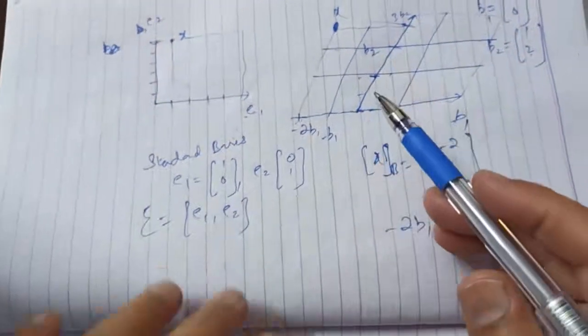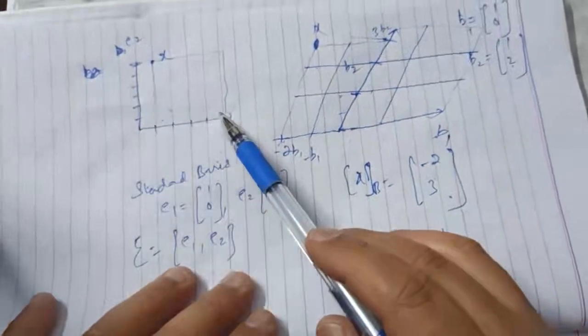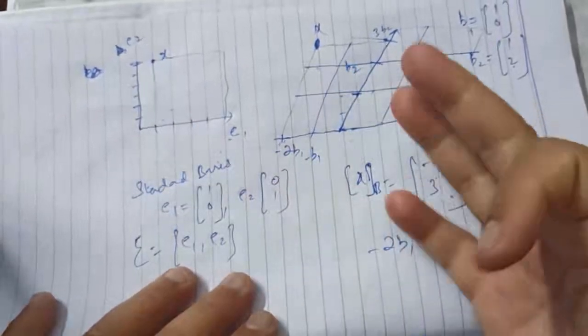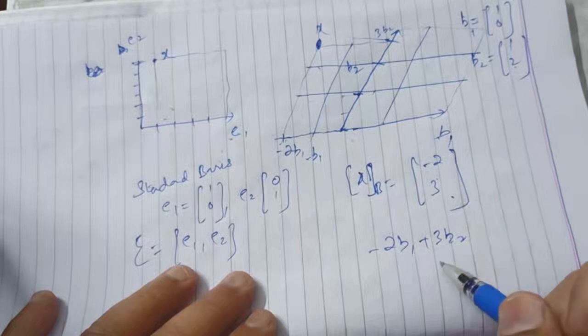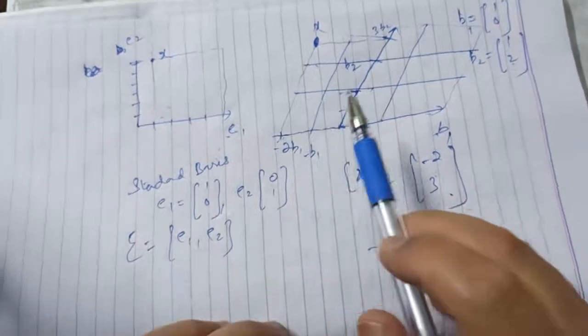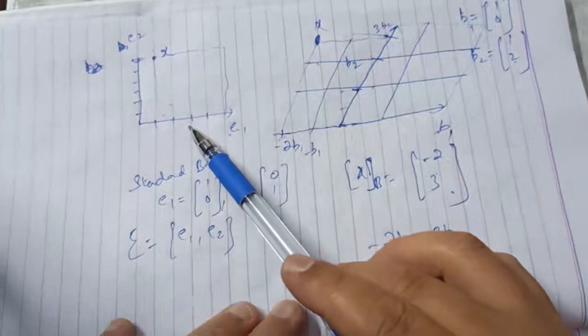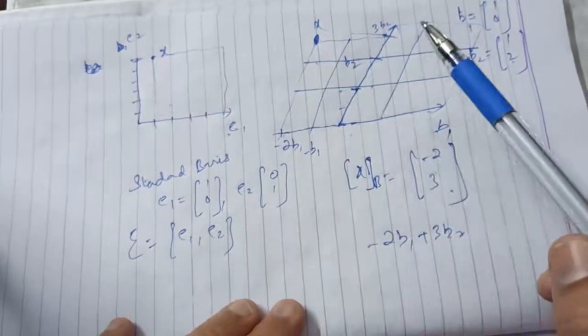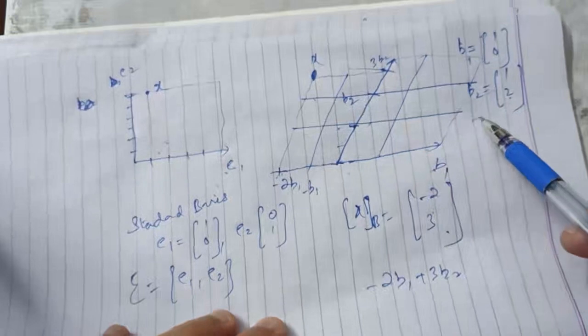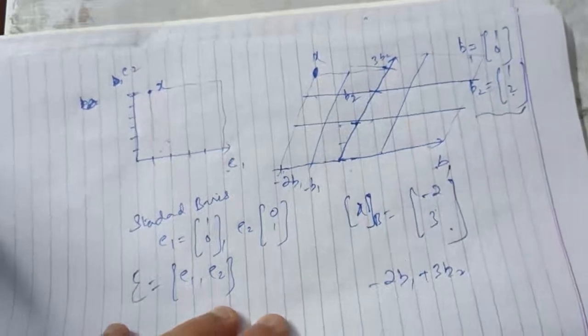So the standard basis is more straight-ish and this is more tilted, okay? So this is how you can represent x in different bases. This is the x represented in the standard basis, and this is the x represented by the following basis vectors, okay?